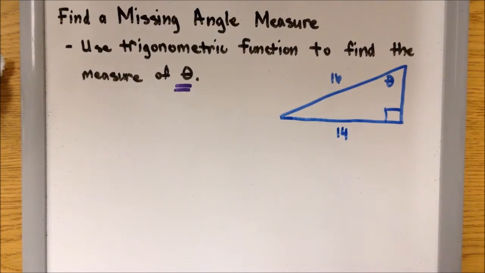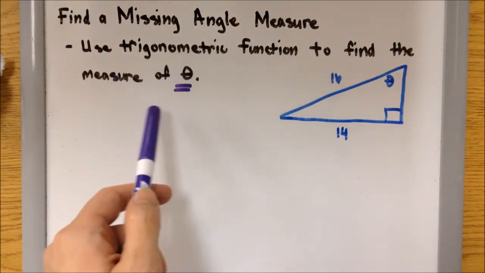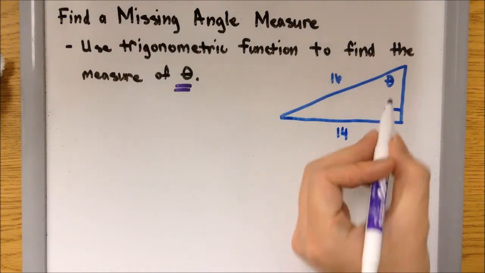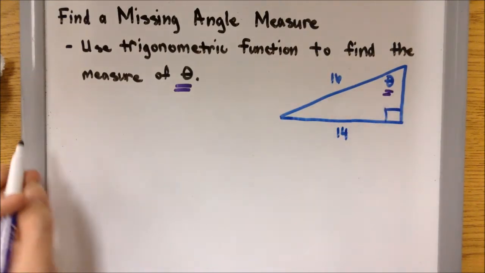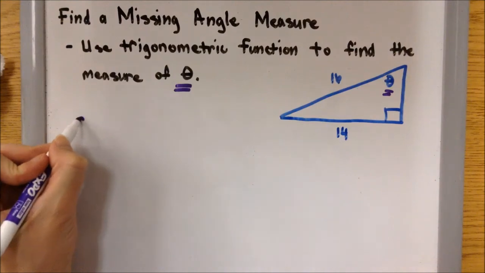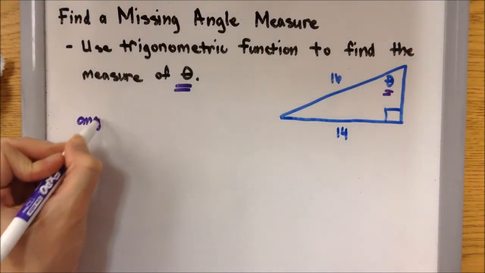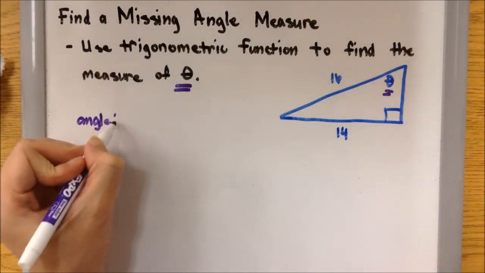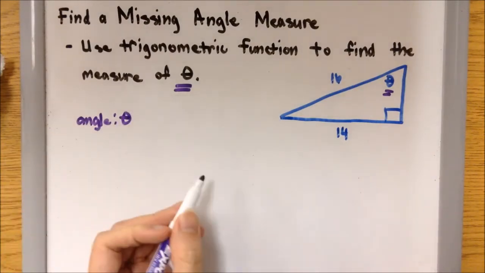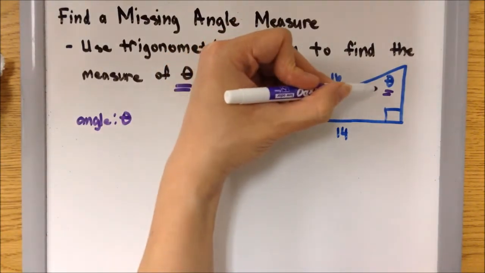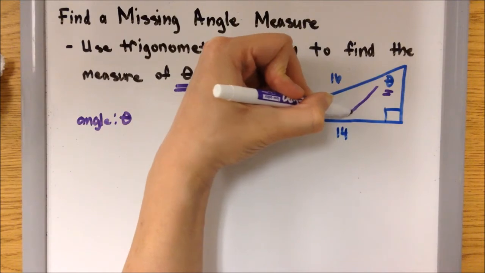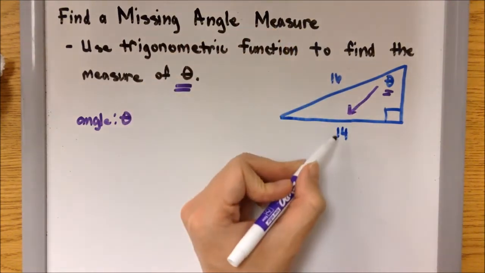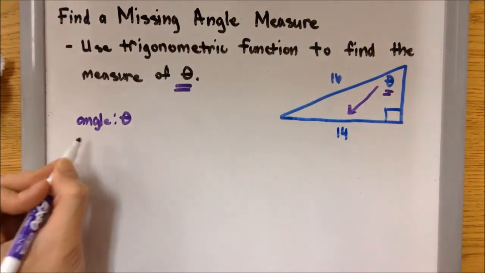Alright, so we have a second example. It's the same question. Use trigonometric function to find the measure of theta. So here's our theta. So our information is angle is theta. So if we were looking at the picture, across from it is the opposite, which is 14.